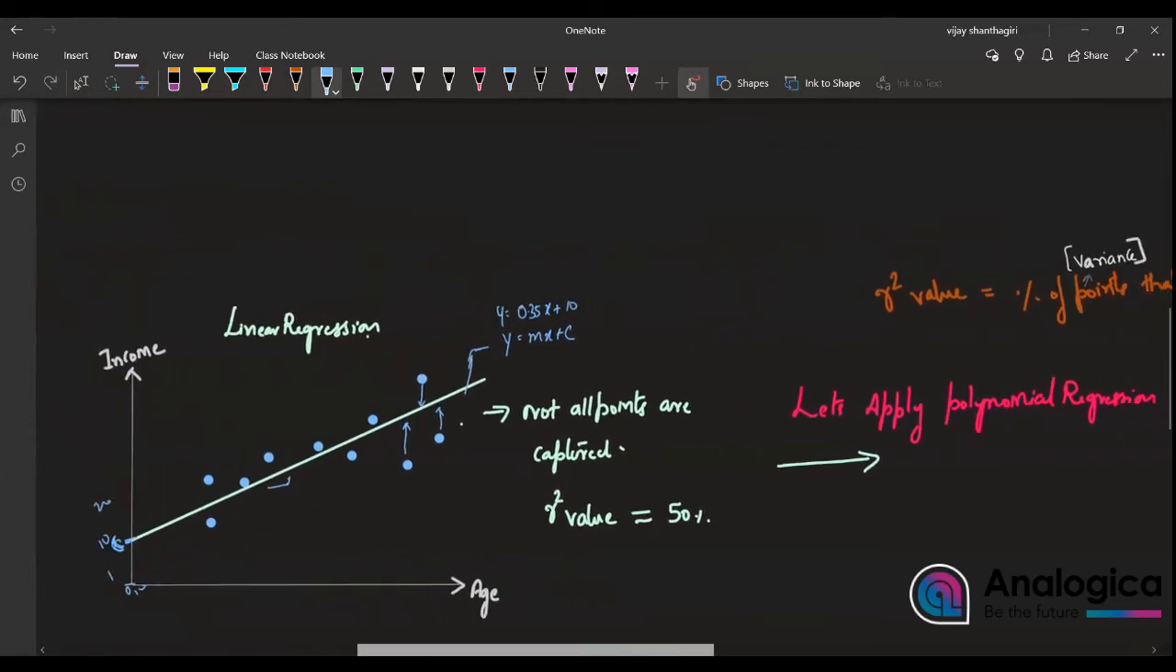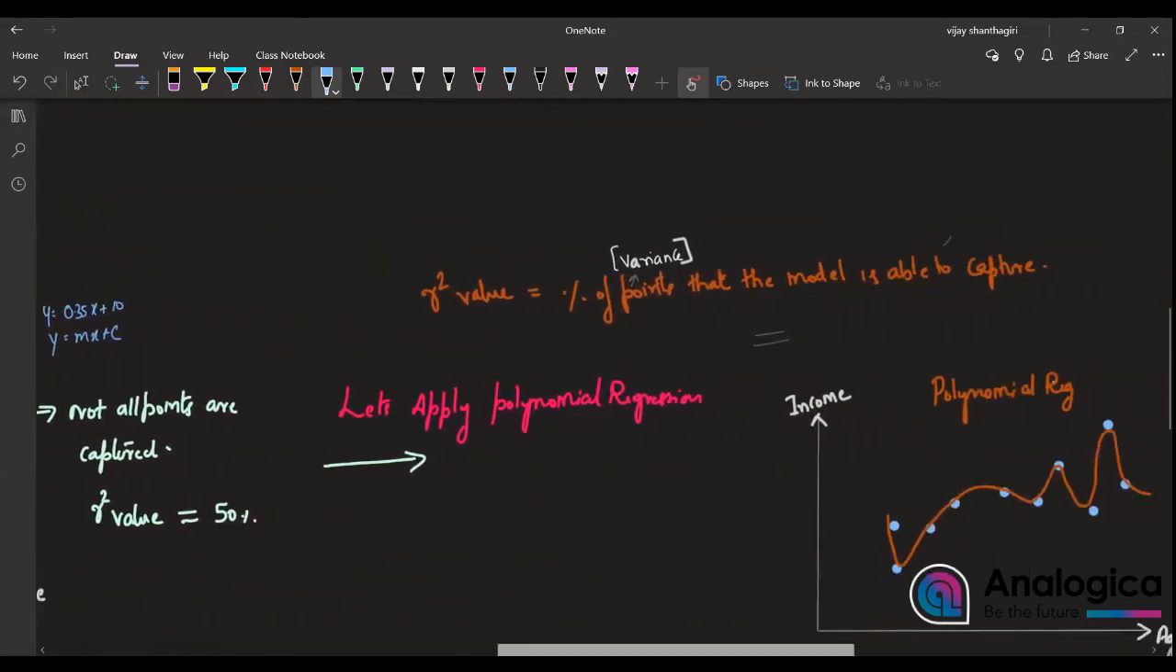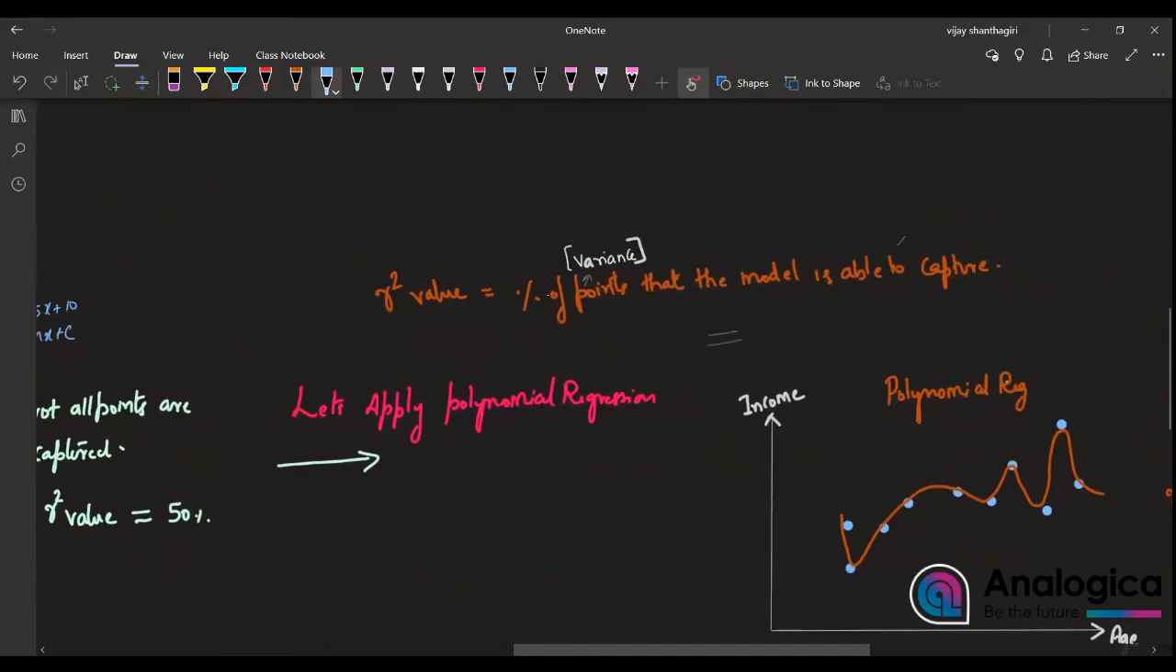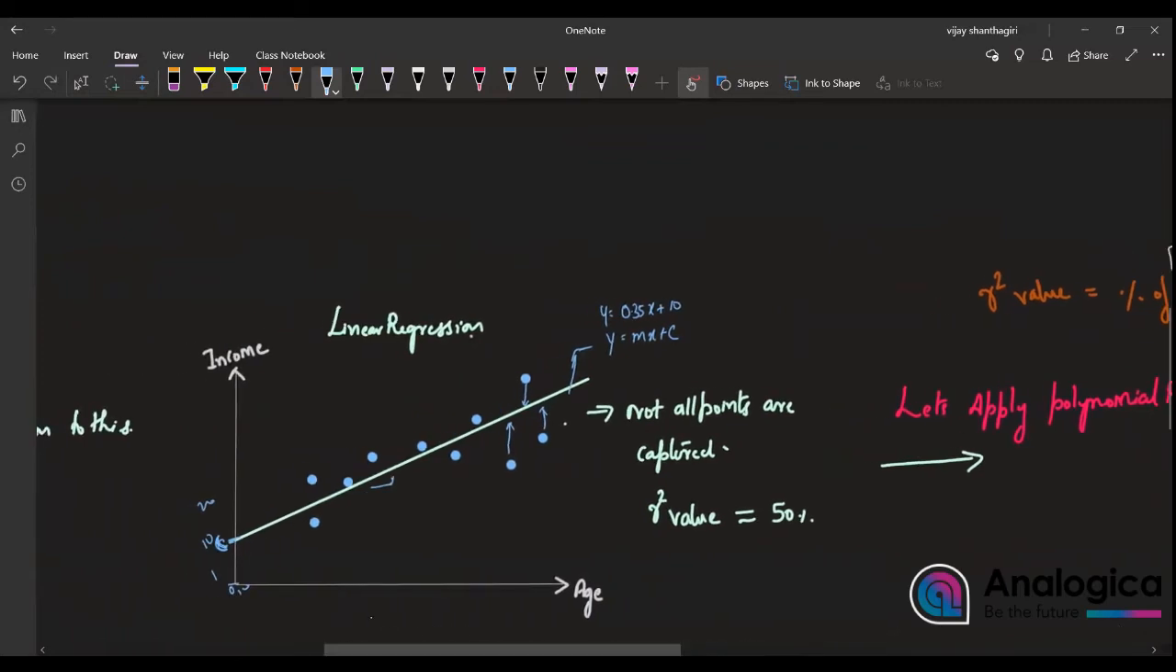Anyway, so after that we have R squared value, which is defined as the percentage of points that the model is able to capture. So by inspection, this is a graphical example that I created. So follow along. And what we have here, we have this point, this point, this point, and these points are all out.